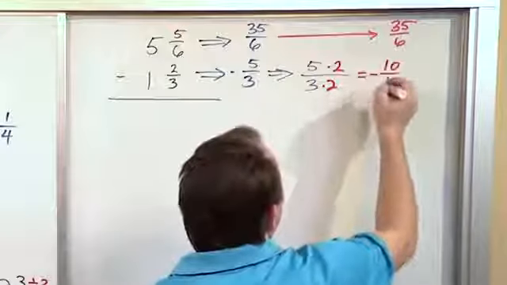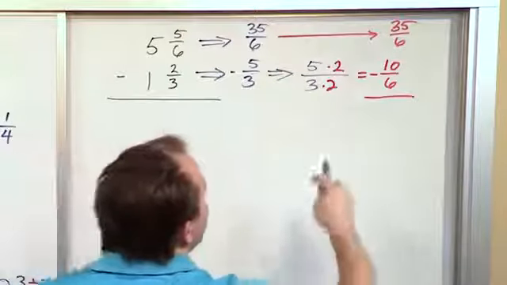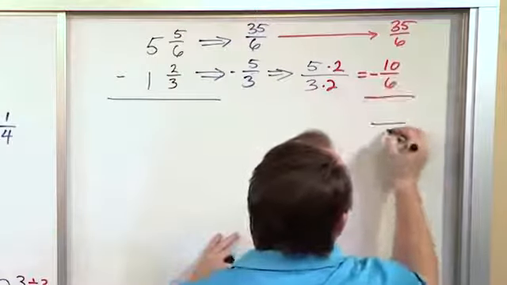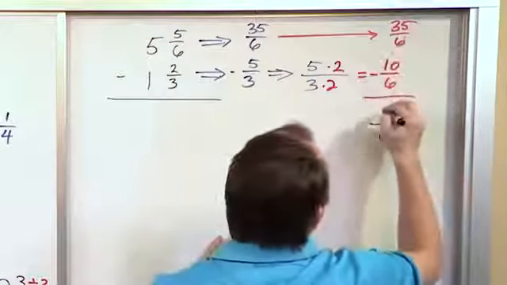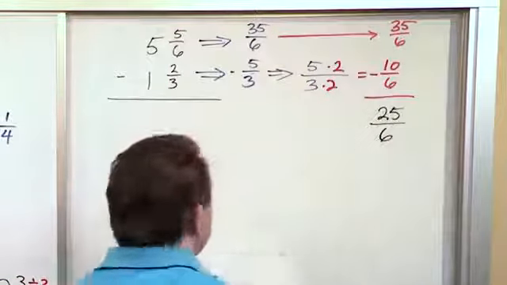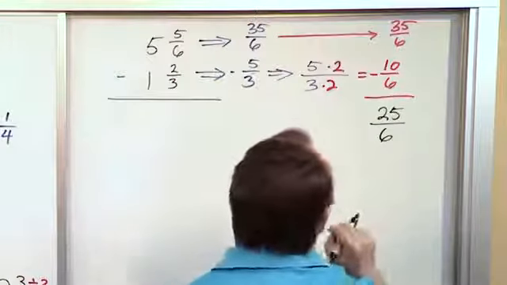I'll write a subtraction symbol to remind me that I'm subtracting these. And then over here, since I have a common denominator, I'll keep it as a 6, and then 35 minus 10 is 25. Now look at that, it looks pretty good, but it's an improper fraction. Let me try to simplify that.